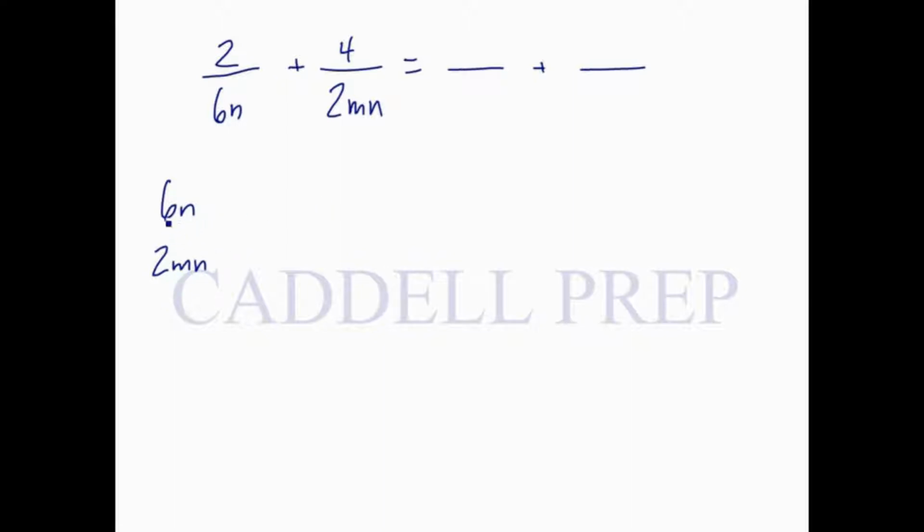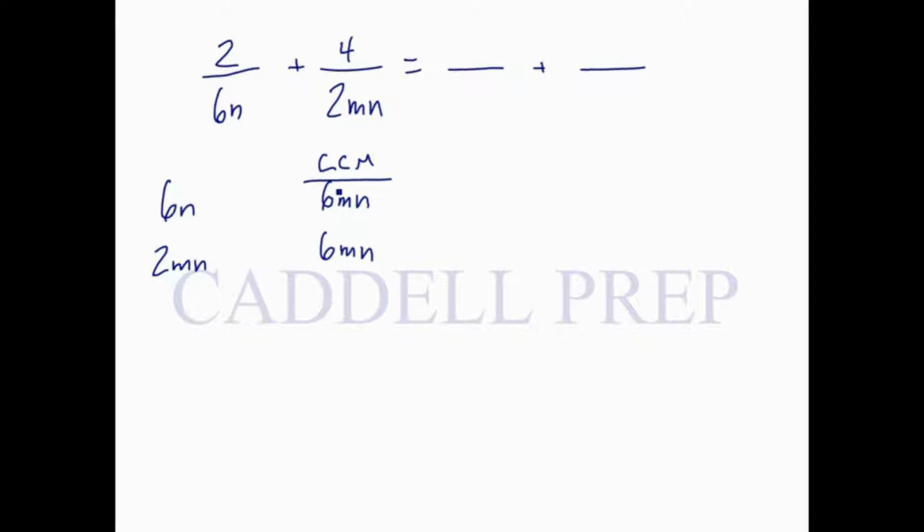So let's look at the numbers first. 2 and 6. The least common multiple of 2 and 6 is going to be 6. Then we have n and we have mn. So they both already have an n, but this one doesn't have an m. So we could multiply this by an m and get mn, and then of course we have mn. So this is the least common multiple.